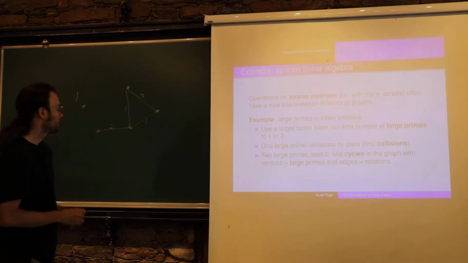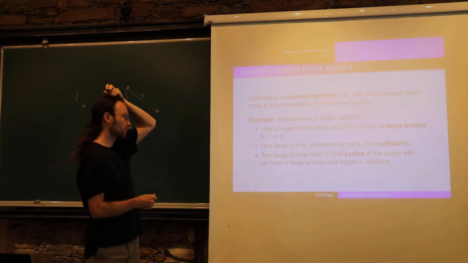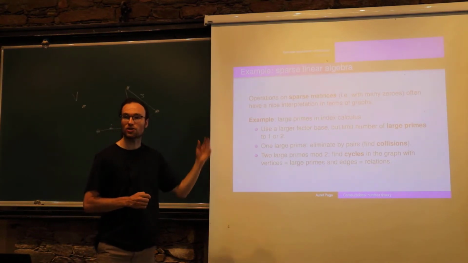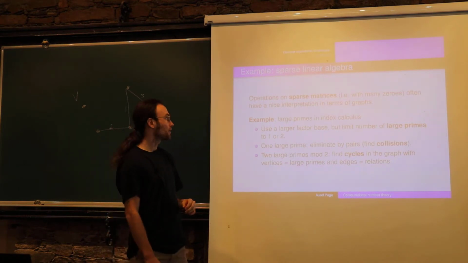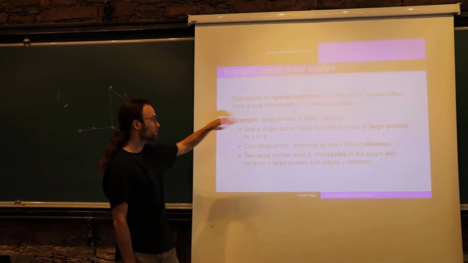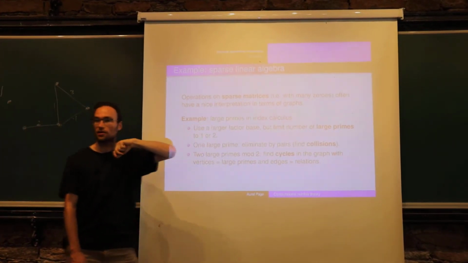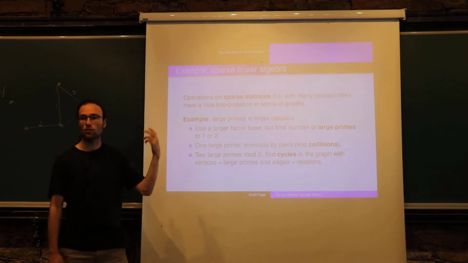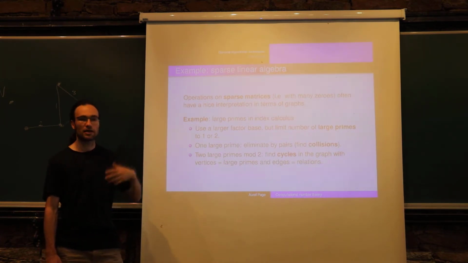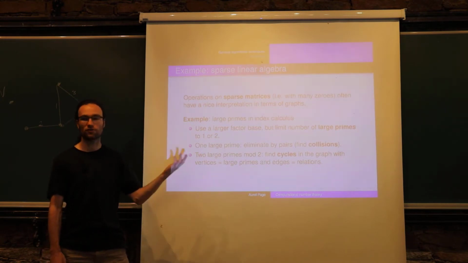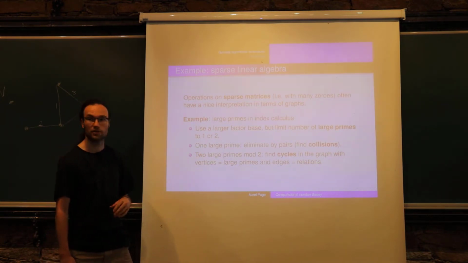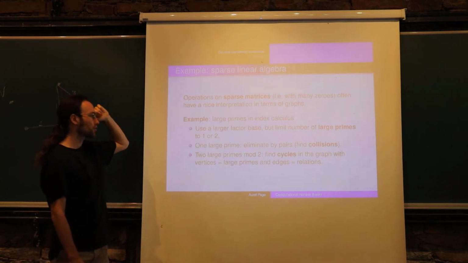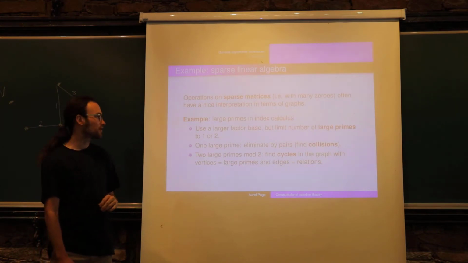An example of application where thinking in terms of graphs is often useful is sparse linear algebra. So what is sparse linear algebra? Well, it's operations on sparse matrices. A sparse matrix is a matrix that has a lot of zeros, like mostly zeros, and therefore you only want to store the non-zero elements, and when you do operations on them, you want to preserve this sparsity property. So it's typically a good idea to think in terms of graphs when you manipulate sparse matrices.